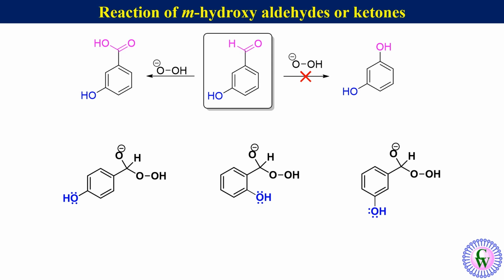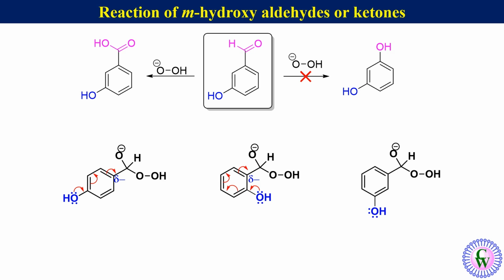These are the tetrahedral intermediates formed by the attack of hydroperoxide ion on carbonyl carbon of ortho, meta and para-hydroxy benzaldehyde. In ortho and para, due to resonance, aryl carbon bonded to carbonyl becomes electron rich and because of this its migratory aptitude for 1,2 migration becomes greater than hydride ion.